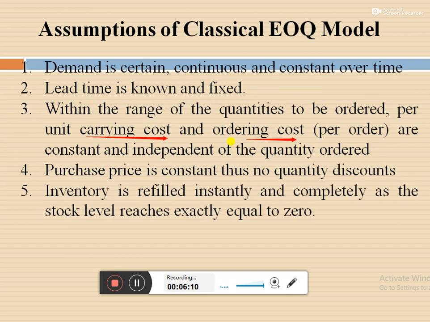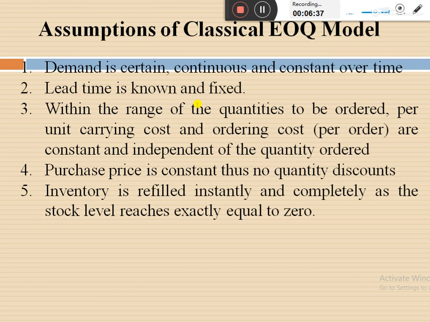The fifth assumption is that inventory is refilled instantly and completely as the stock level reaches exactly zero. In conditions where lead time is equal to zero, the inventory would be refilled instantly and completely without any waiting time period. In other words, the inventory from an order arrives in one batch and at one point in time. There is no waiting time.